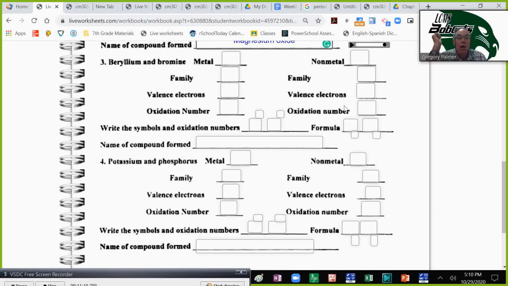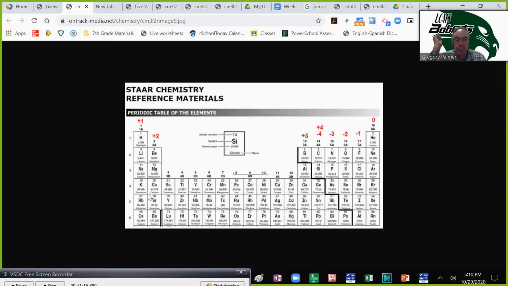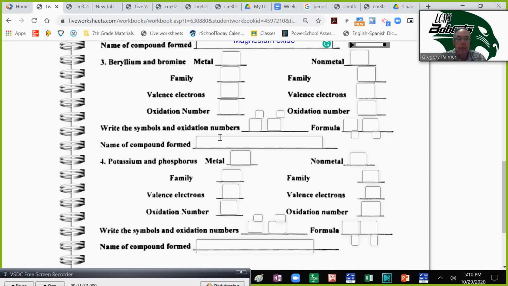Okay. Beryllium and bromine. So we have to look at the periodic table and find beryllium and bromine. Beryllium is right here in family 2. It has an oxidation number 2+. Bromine, anything with an -ine on it, is over here in the halogens. So here's bromine. It's in family 7, and its oxidation number is 1 negative. So we're going to go back here and use that information.